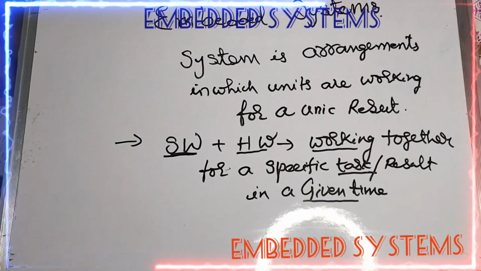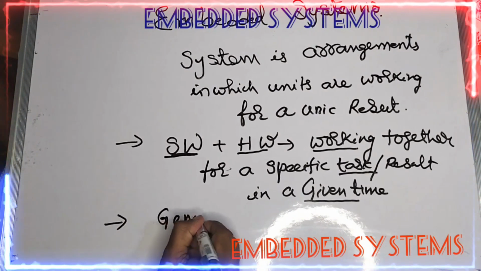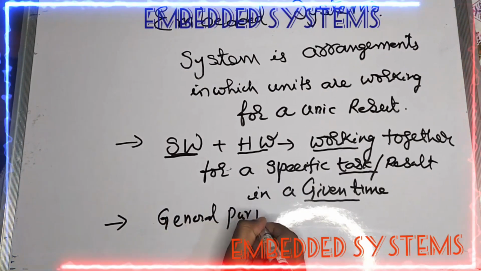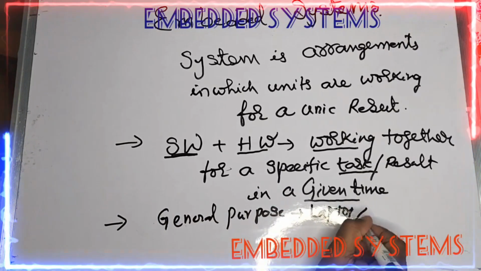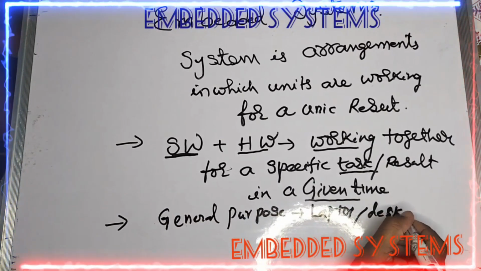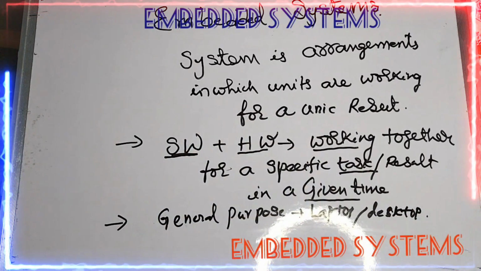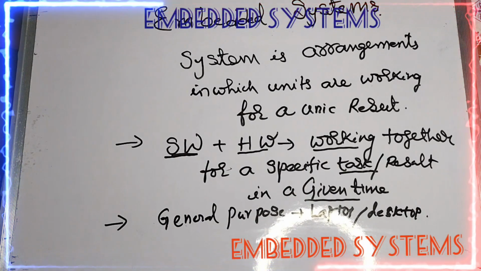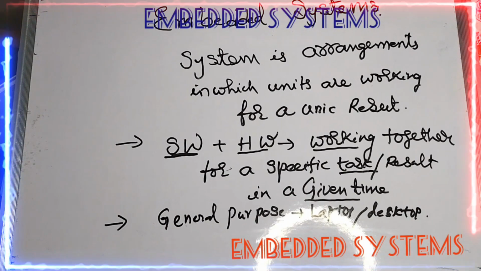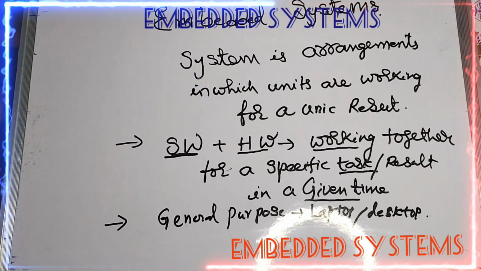Normal systems are general purpose, like a laptop or desktop, but an embedded system is specific task oriented, and in a given amount of time it can do the work. Now let us go into the internal hardware components of an embedded system.